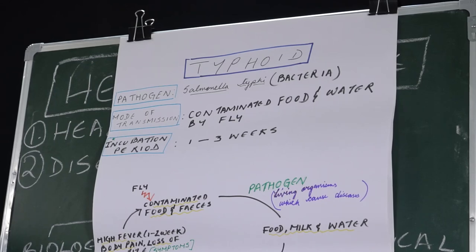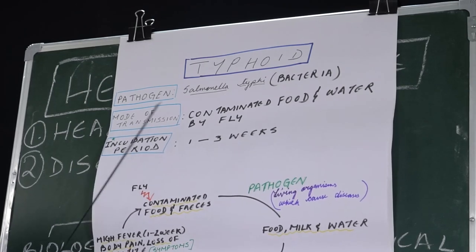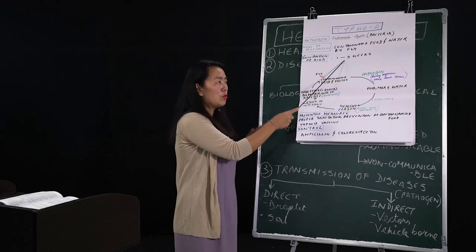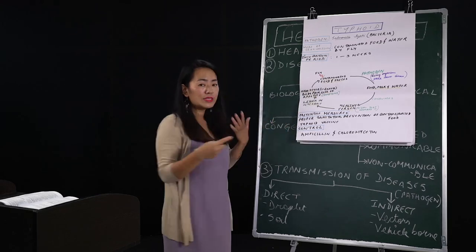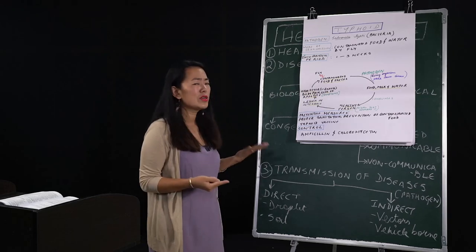That is the symptoms. It shows the symptoms. That is called the incubation period. The incubation period of typhoid is usually between 1 to 3 weeks. Maybe after 1, 2, or 3 weeks, it starts showing the symptoms. Okay. So when you talk about symptoms, in case of typhoid, what are the symptoms?